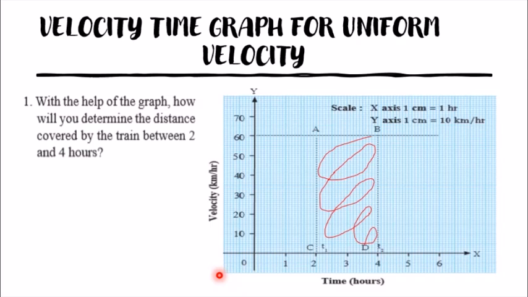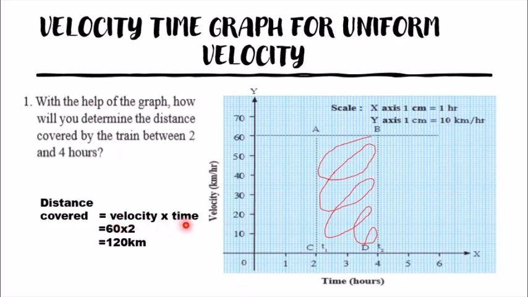Now children, you must have remembered that in the previous video, I guess the first video, we had studied about velocity. So the formula for velocity was displacement upon time. Displacement is nothing but the distance. So velocity is equal to distance upon time. Now here we need to find the distance. So the distance covered will be velocity into time.